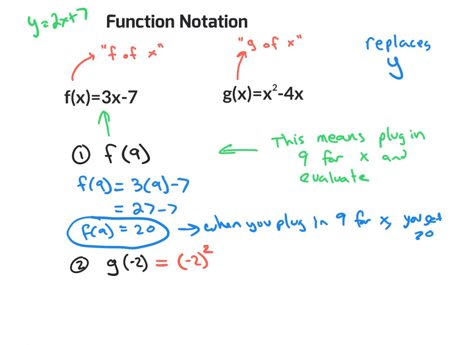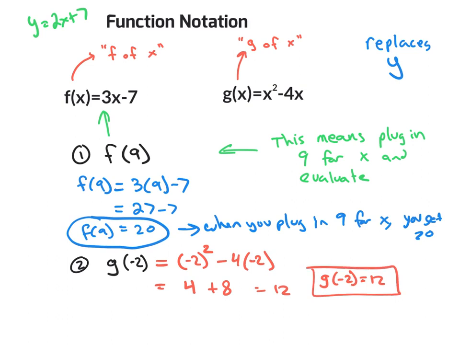Okay, because in this function it's saying x is being squared, and x is the number negative 2 now. So I'm saying negative 2 is being squared, and then I have to continue this and say minus 4 parentheses negative 2. So now to evaluate this, I say negative 2 squared is positive 4, because negative 2 times negative 2 is positive 4. And then minus 4 times negative 2 becomes plus 8. And 4 plus 8 is 12. So my answer here is that g of negative 2 equals 12. We'll try a few more on the next page.